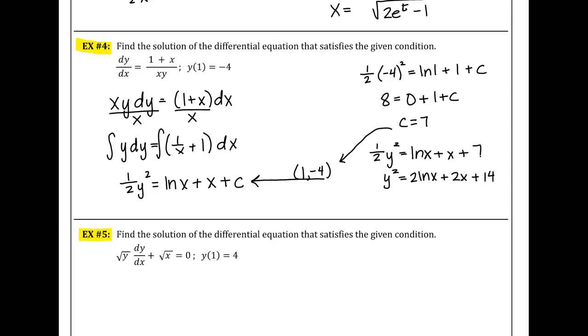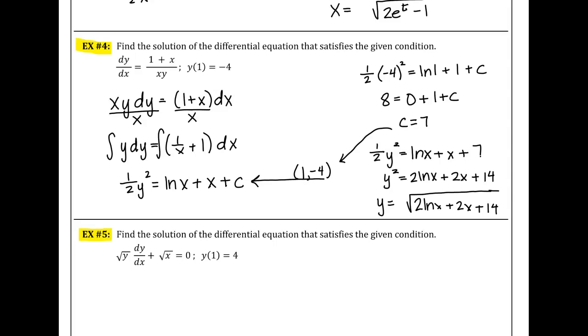And then I'm going to take the square root of both sides. But this is where I need to make a decision. And I need to decide, is this a positive square root or a negative square root? It can't be both, because then my answer wouldn't be a function. And I need a particular solution that is a function.